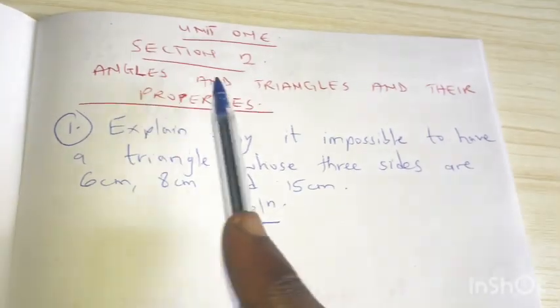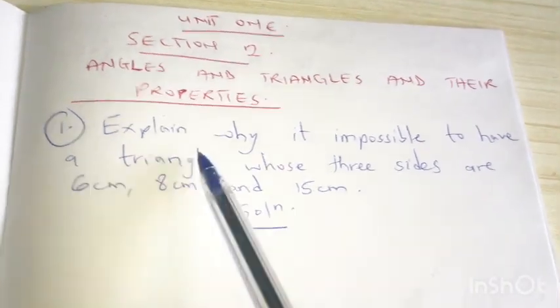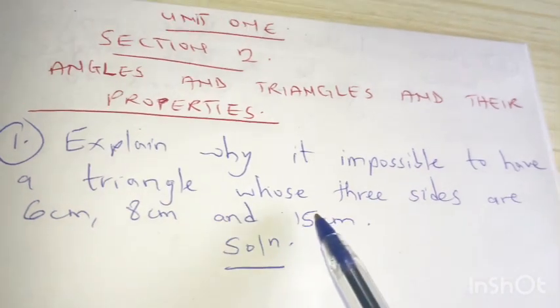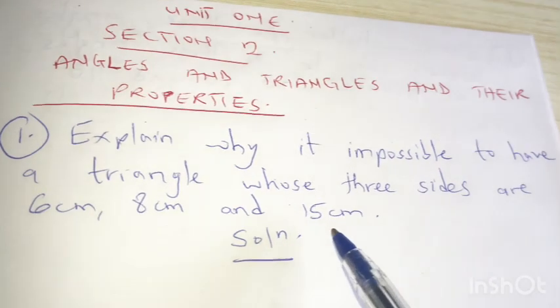We are going to do angles and triangles and their properties. So let's take this question. Explain why it is impossible to have a triangle whose three sides are 6, 8 and 15.